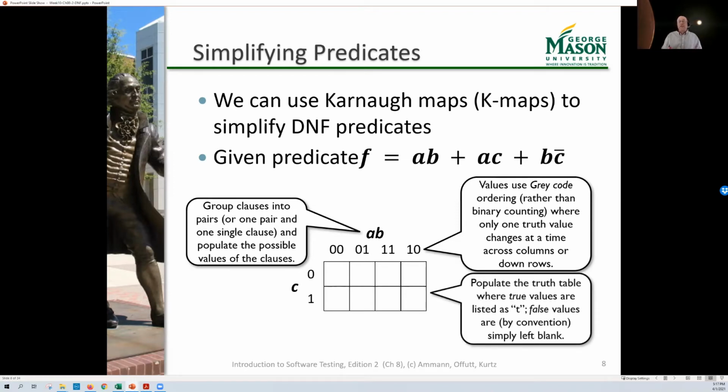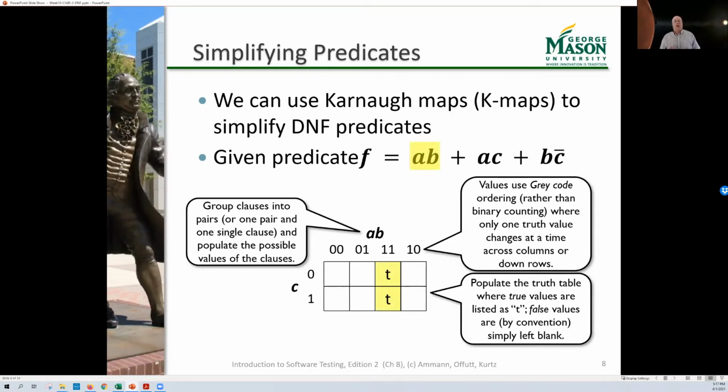And then we're going to go into the body of the K-map, right into the matrix here, and we're going to populate this truth table where any cell that's true, any combination of truth values that's true, we're going to denote with a T in the map, and anything that's false, we are by convention going to just leave blank.